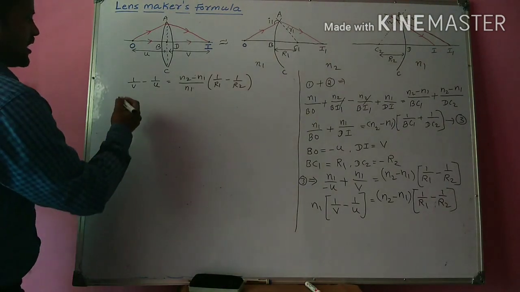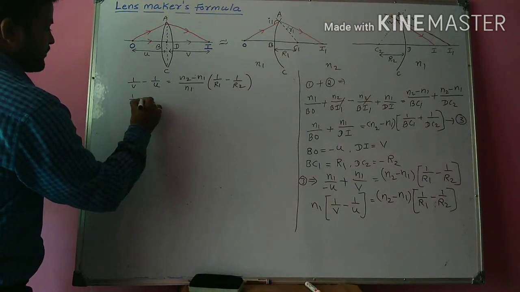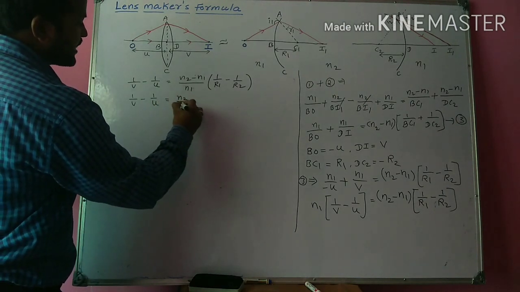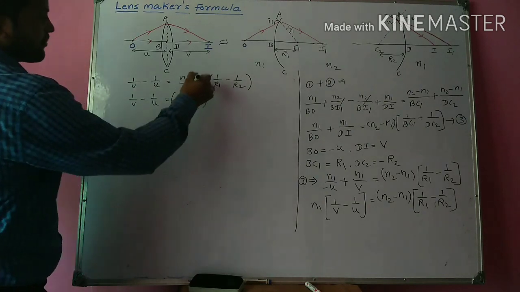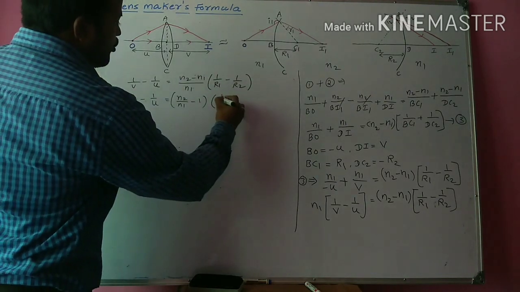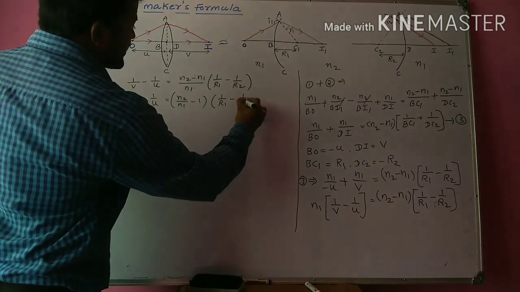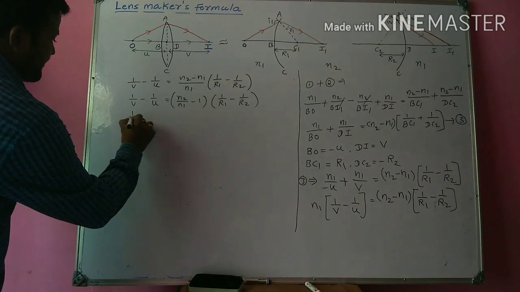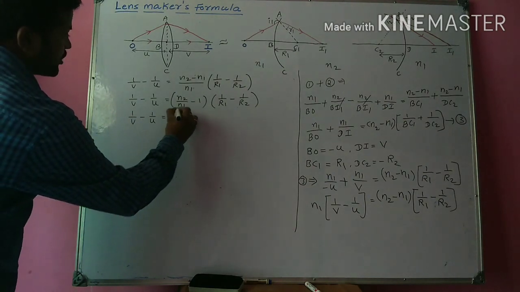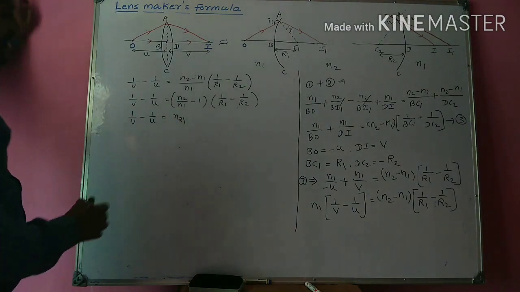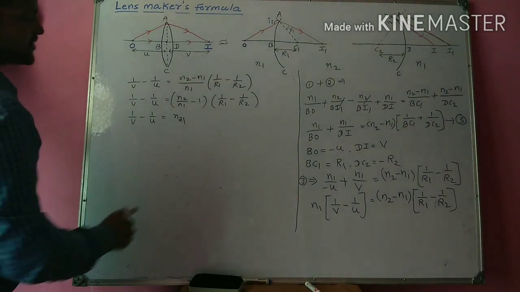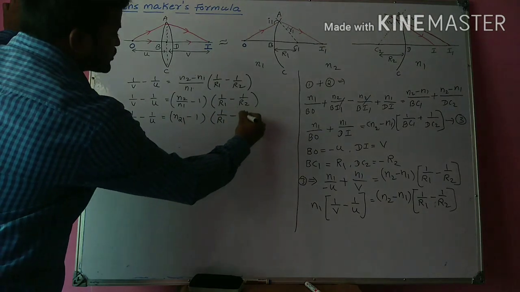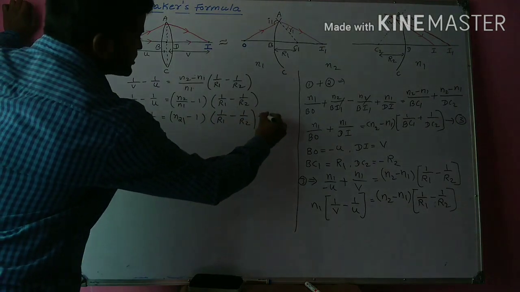So 1 by V minus 1 by U is equal to, this can be written as N2 by N1 minus 1, because N1 by N1 gives 1, into 1 by R1 minus 1 by R2. Now 1 by V minus 1 by U is equal to N21, the refractive index of the second medium with respect to first medium, minus 1 into 1 by R1 minus 1 by R2. Let it be equation number 4.